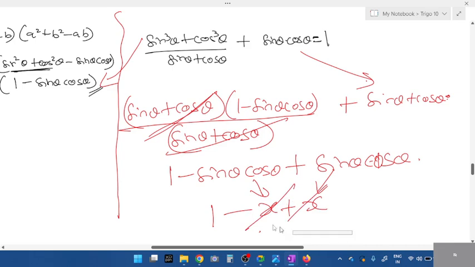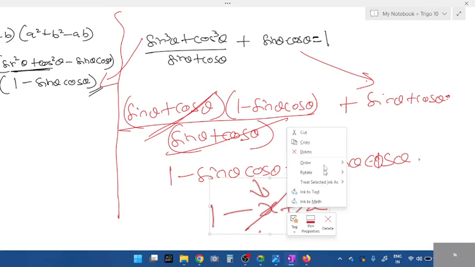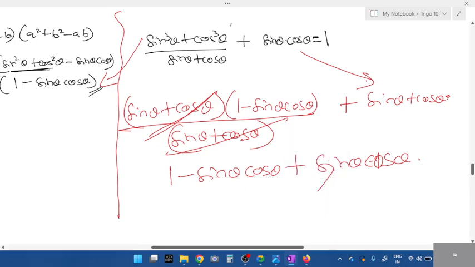So you don't have to write this part. This is just for explanation. You can cancel these two values like this. So we have 1 left. The answer is 1. Therefore, left hand side is equal to right hand side.